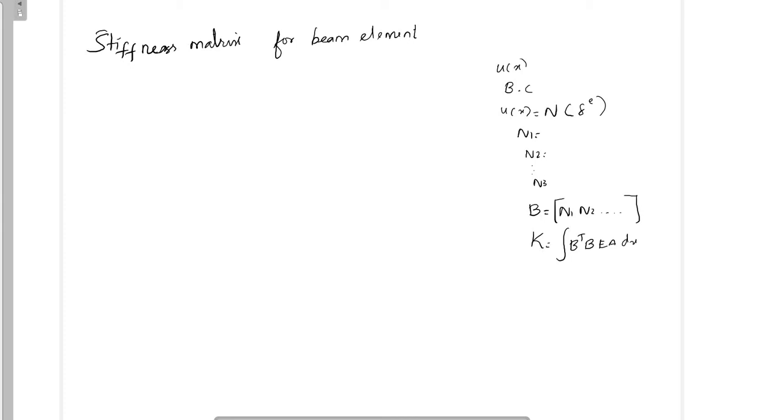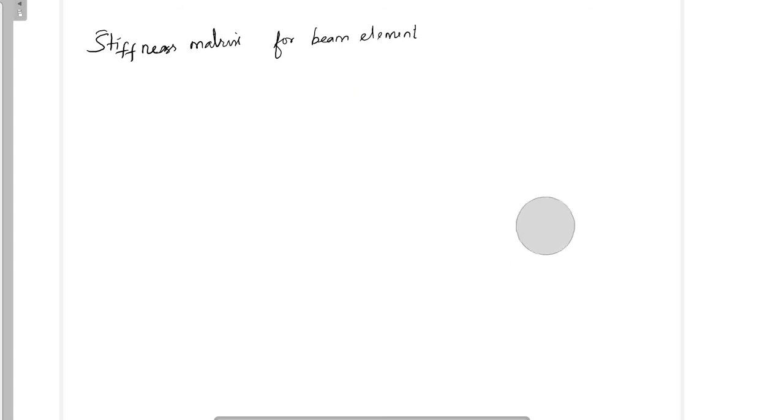So here the beam element is already derived for the shape functions N1 to N4. Now we are going to derive the stiffness matrix. So first I am starting with the transverse displacement equation, that is the V of x equation.